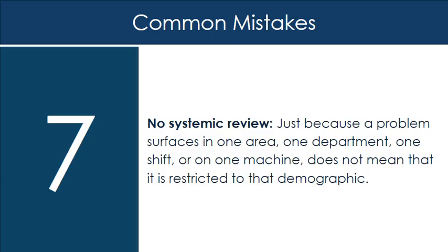Mistake 7. No systemic review. Just because a problem surfaces in one area, one department, one shift, or on one machine, does not mean that it is restricted to that demographic. During the corrective and preventive action process, look where else the issue or a similar one can arise. This will save time later when it does present itself. A problem discovered in one location may exist elsewhere.